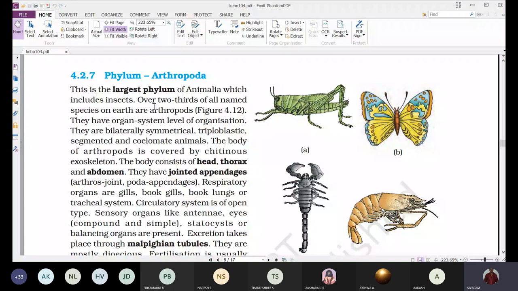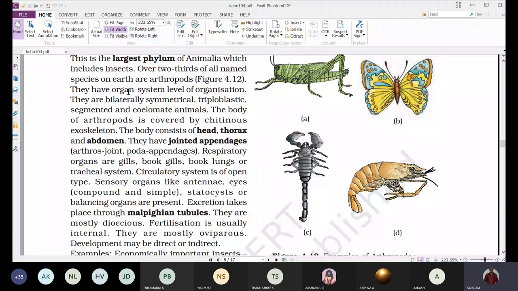That's the huge number. Next, they have organ system level of organization. That means they possess different organ systems: digestive system, circulatory system, excretory system, nervous system, reproductive system. Like this, we'll find different systems.